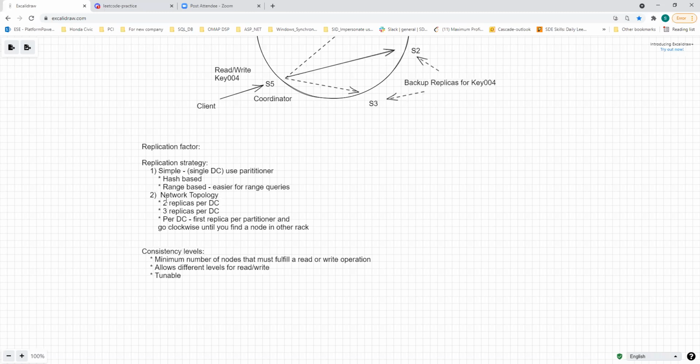if you want to honor these 2 replicas, the first replica is placed by the partitioner. The partitioner is the one that does the hashing of a particular key and then assigns it to a particular node. So the partitioner first assigns it to a particular replica, but then it keeps going clockwise to find another node for the second replica. But in this case, it won't stop until it finds a node in a different rack, to make it more fault tolerant for a rack failure. So that is one thing which is taken care of in the network topology.